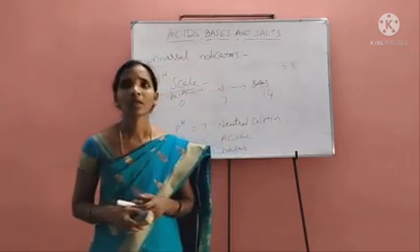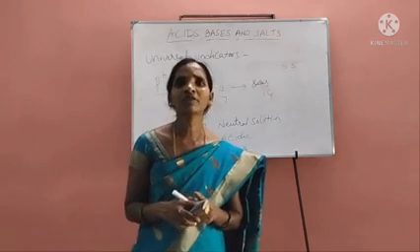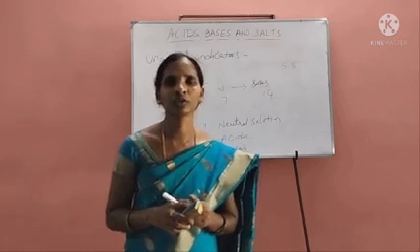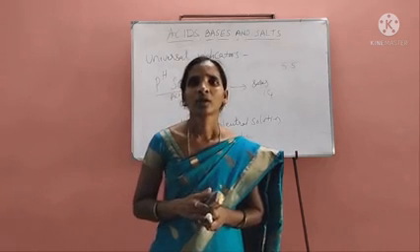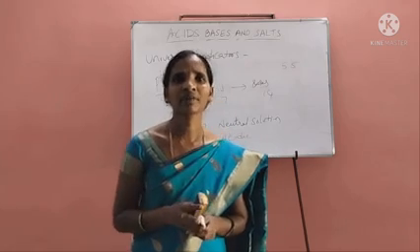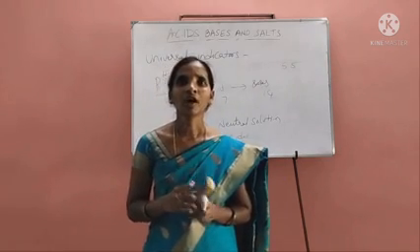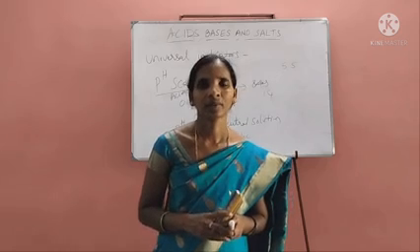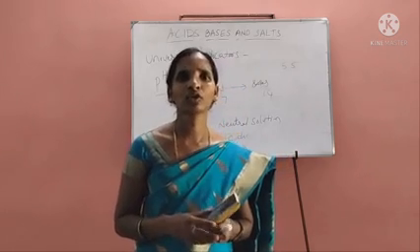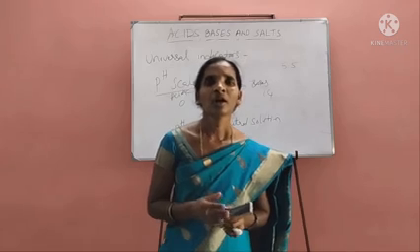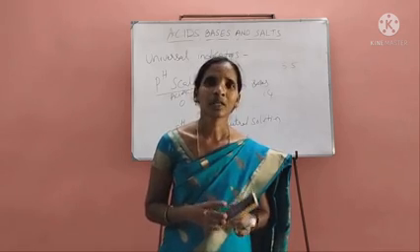Next one, soil pH and plant growth. Most plants have healthy growth when the soil has a specific pH close to 7, which should be neither alkaline nor highly acidic.